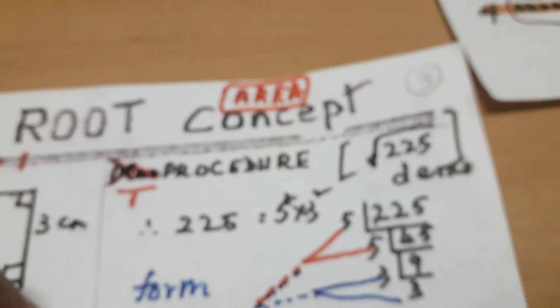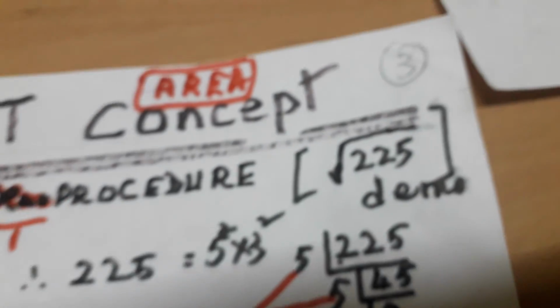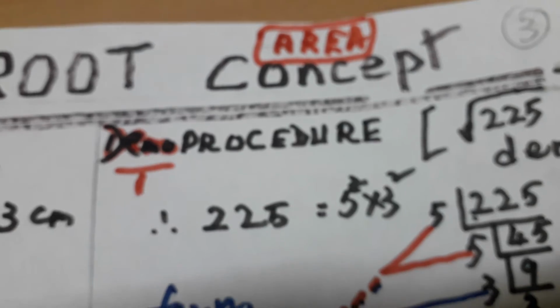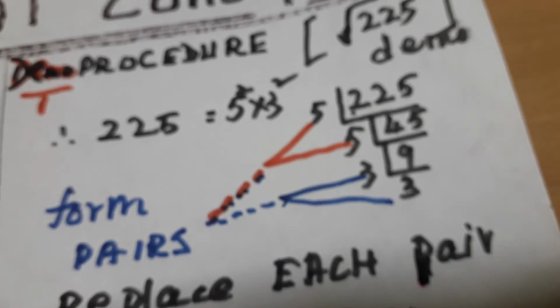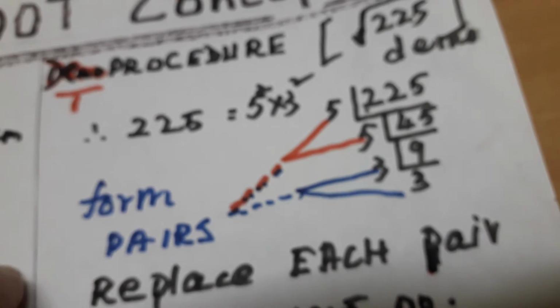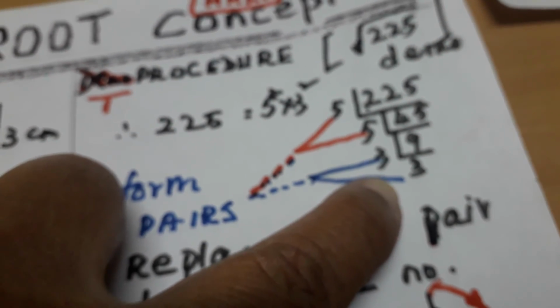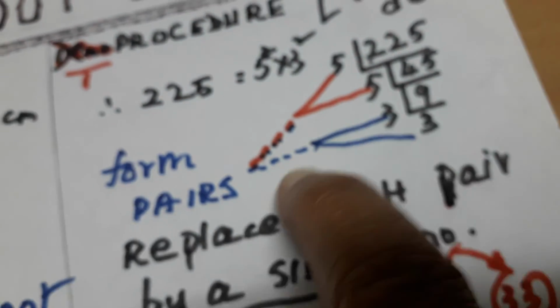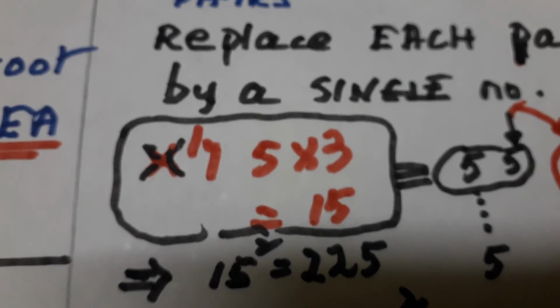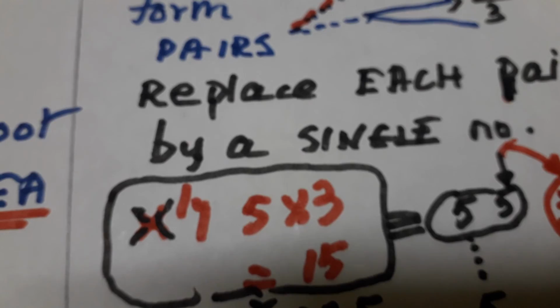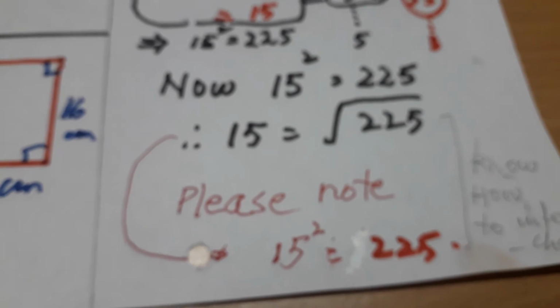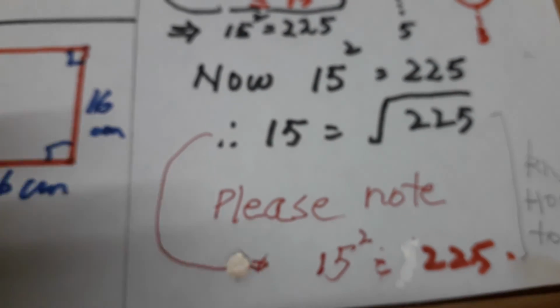Take a problem. I want to find the square root of 225. The first step is obviously always to break it up into its prime factors. Since we're dealing with square root, we must take it in pairs. 2 5s make 1 5. 2 pairs: 1 pair of 5, 1 pair of 3. So replace each pair by a single number, like 5 into 3. This is replaced by 5, this is replaced by 3. 5 times 3 is 15. So this is the square root of 225. Try to oscillate, okay? Learn how to oscillate. Please note 15 squared is 225. Okay, so that's enough for this video.